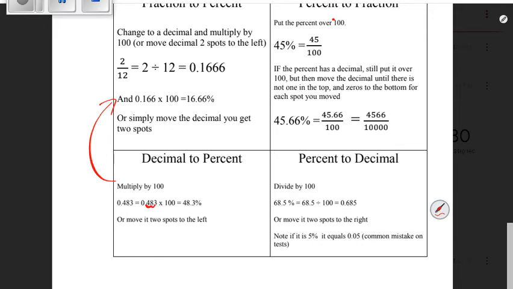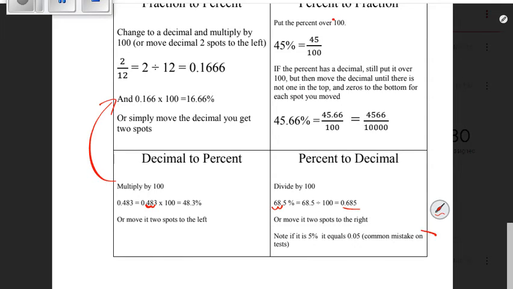The opposite way, how do you get a percent to a decimal? Well, you divide by 100, or you move it 2 spots backwards. So if I divide that by 100, I get that. Or if I just take this and move it 2 spots backwards, I get decimal 65.